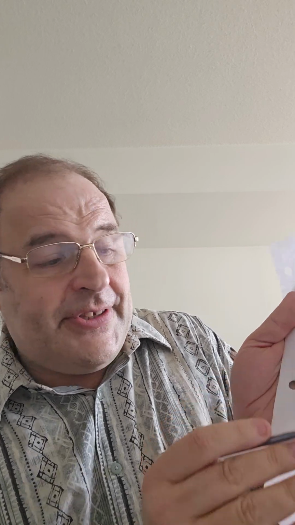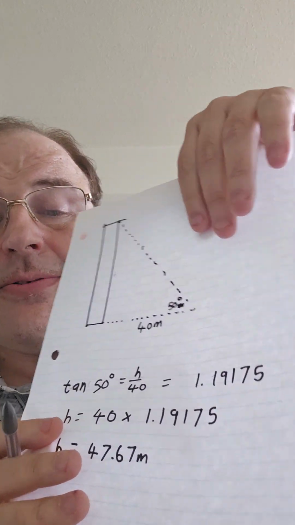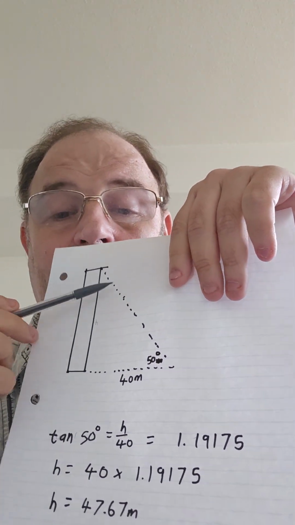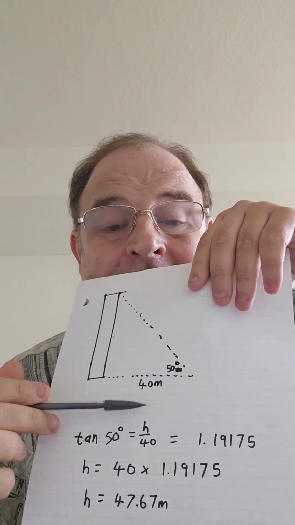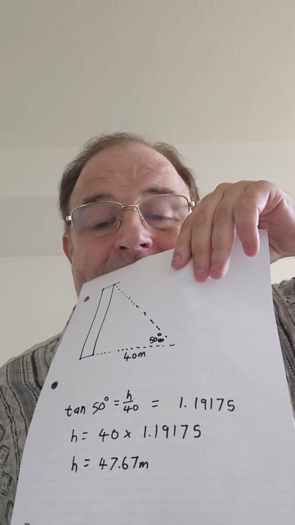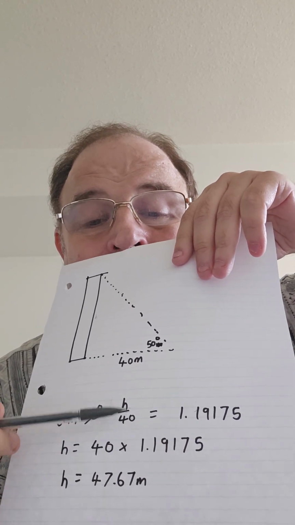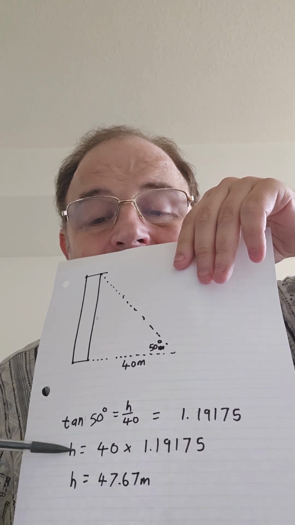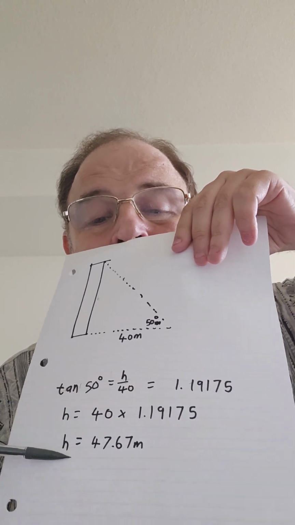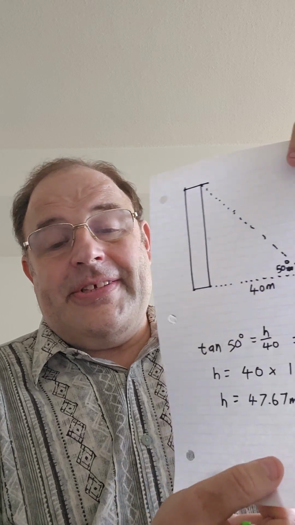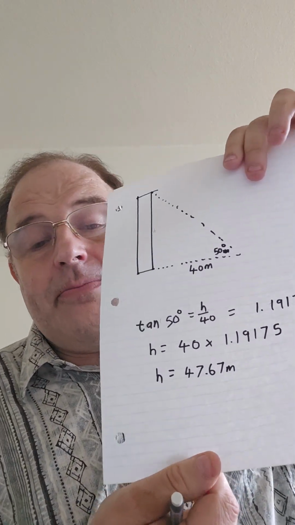I just called the height of the building H for height. H over 40 equals 1.19175. Opposite over the adjacent is the same for any 50-degree right triangle, so H over 40 must equal this number. Now I do the arithmetic. It's an equal sign, so I multiply both sides by 40. H equals 40 times this number, and it comes to 47.67 meters.